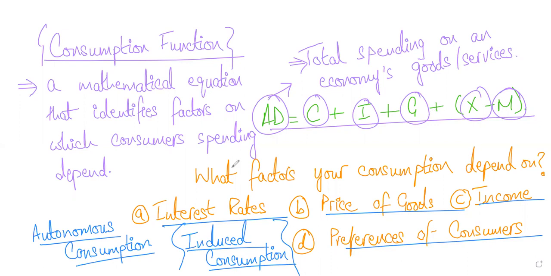Up to here it's simple. We talked about what factors your consumption depends on. We know there is the interest rate, and you already know its link: if interest rates are higher, borrowing will be lower and you consume less. When goods become more expensive, you consume less and save more. If income is higher, you spend more; if income is lower, you spend less. And then I said there are preferences of consumers. Some consumers are generally inclined towards spending more, some towards spending less.